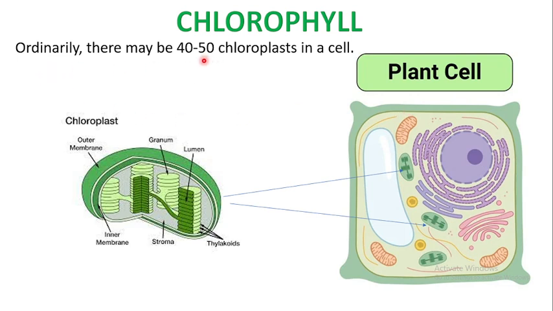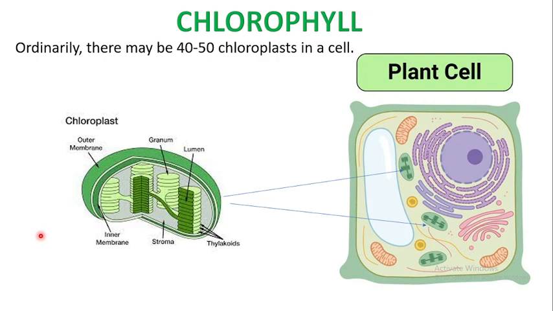Now, ordinarily, there may be 40 to 50 chloroplasts in one particular cell. So, in one cell, how many chloroplasts are there? 40 to 50. So, you see here I have given a diagram of plant cell. So, in this plant cell, there are how many chloroplasts? Can you see here? These are the chloroplasts. Okay, and this is the diagram of one chloroplast.